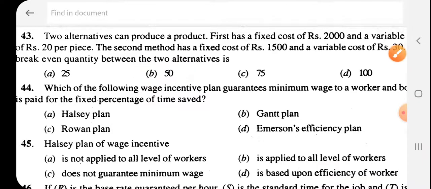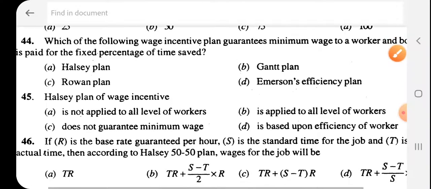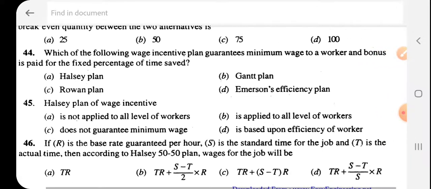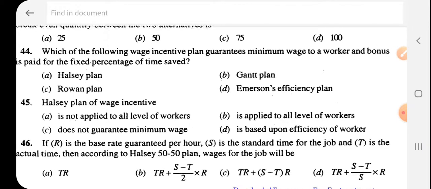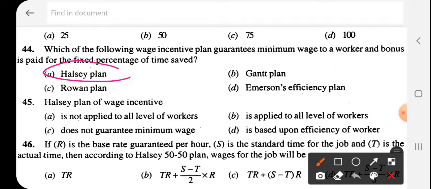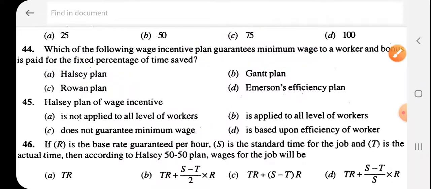Question 43, 44. Which of the following wage incentive plans guarantees a minimum wage to a worker, and a bonus is paid for a fixed percentage of time saved? That is the Halsey plan. Important: the Halsey plan guarantees a minimum wage to the worker. That is the Halsey plan. Important.